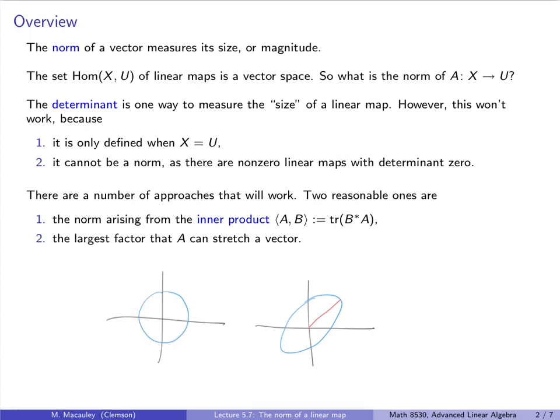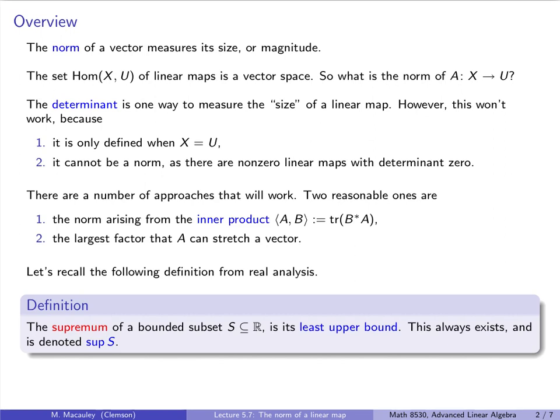Before we go any further, let's recall the following definition from real analysis. And if you haven't taken real analysis, then don't worry about it. Just pretend I didn't say the word recall. So this is about the supremum of a bounded subset of real numbers. And one way to think about this is what we want to define is the maximum value of the set. But that may not exist. And there's two ways how that could fail.